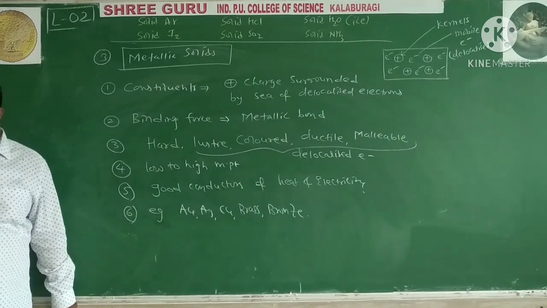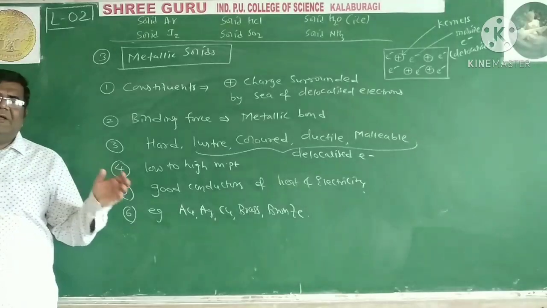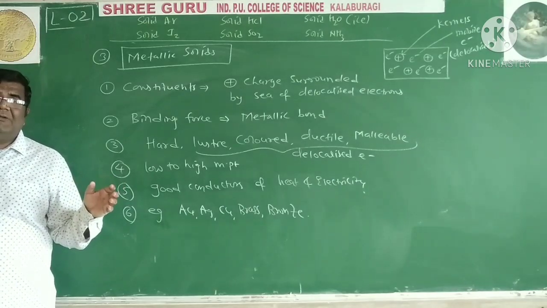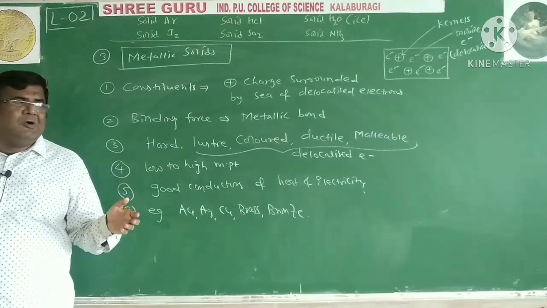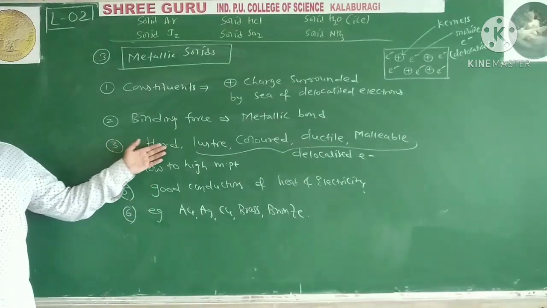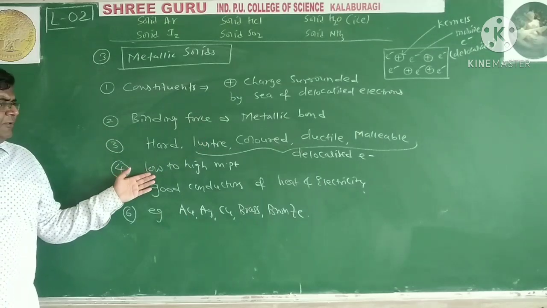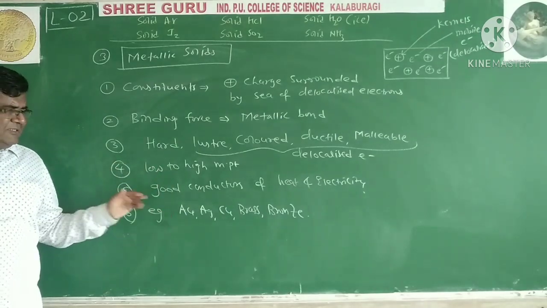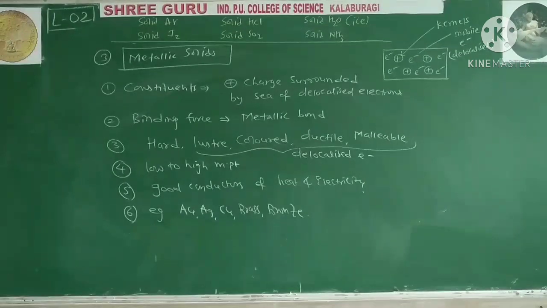Very simple. The constituents are positively charged ions surrounded by a sea of delocalized electrons. Delocalized means which are moving. Binding force is metallic bond. Hard, lustrous, colored, ductile, malleable, low to high melting point, good conductors of heat and electricity. These are the examples. So this is about the metallic solids.